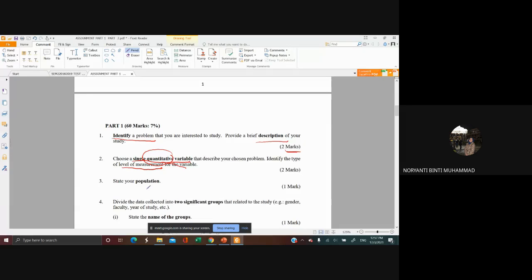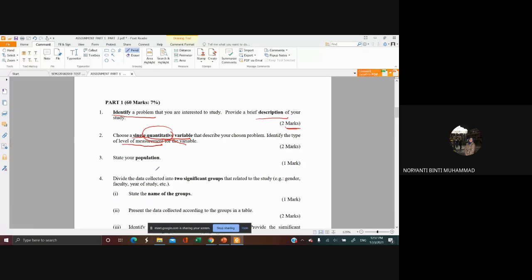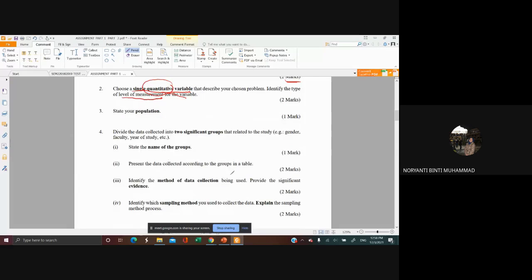And then state your population. So far this semester, you are not restricted to UMP students. Some of you use Malaysians, so you must know what your population is. Some of you maybe use UMP students, or maybe customers who use GrabFood, for example. And then question number 4, you need to divide the data into 2 significant groups.